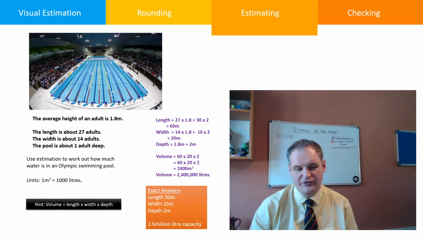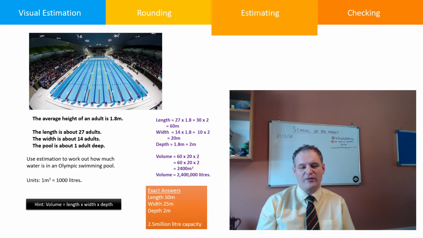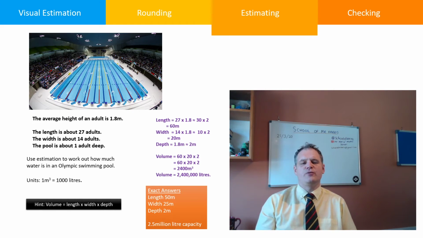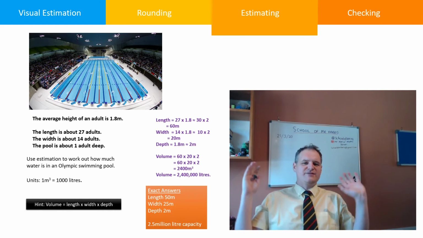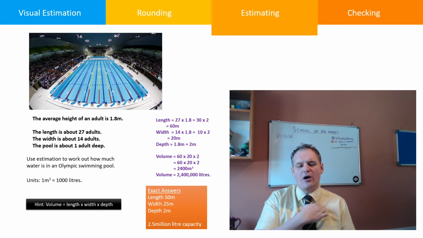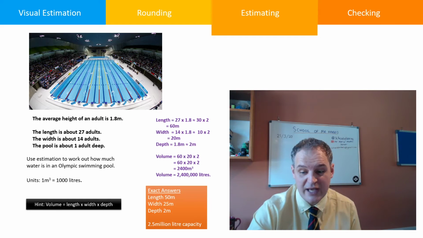These are the exact answers. The length is 50 metres, the width is 25 metres, and the depth is 2 metres. 2.5 million is quite similar to 2.4 million, and we only used heights of adults. Therefore, you can see that using the heights of adults can get you a very close estimation.